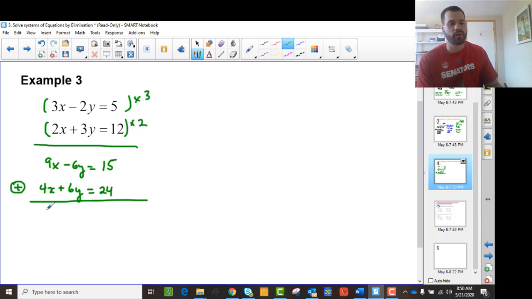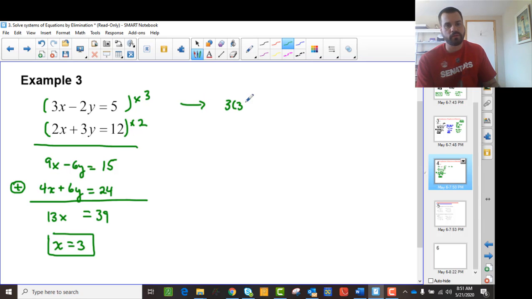So 9x plus 4x, that's 13x. Minus 6 plus 6, that's what I mean. Now that's 0. And then 15 plus 24 is 39. So if I divide by 13, x becomes 3. Okay? Then I go back to either equation, doesn't make any difference. I'll do the first one.